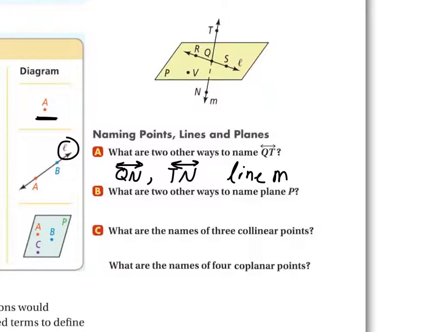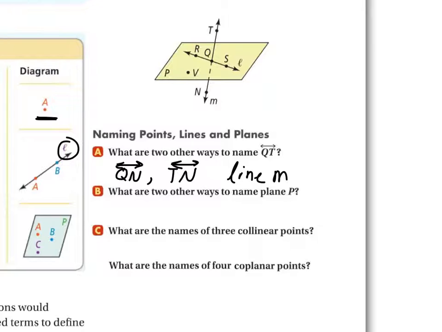Good. Let's see, what are two other ways of naming plane P? Well, again, we need 3 points, right? Can those 3 points be on the same line? No. So, quick question, what can we not name plane P? RQS. We cannot say plane RQS. Okay, because that does not define one specific plane, because that plane could still wobble, right?